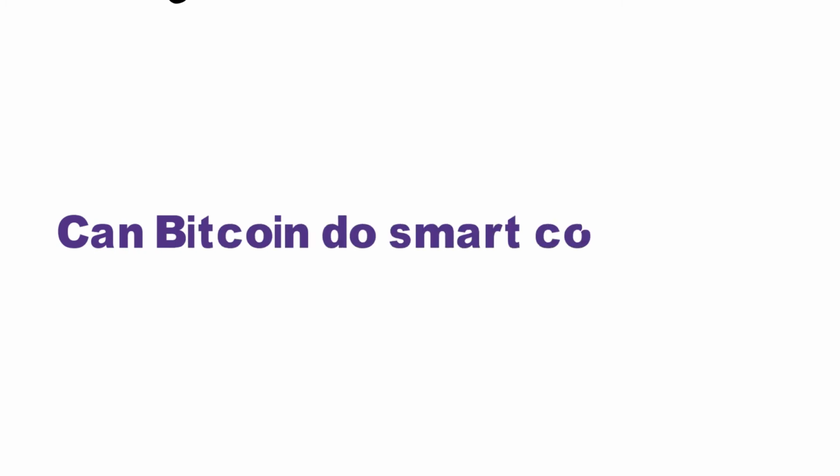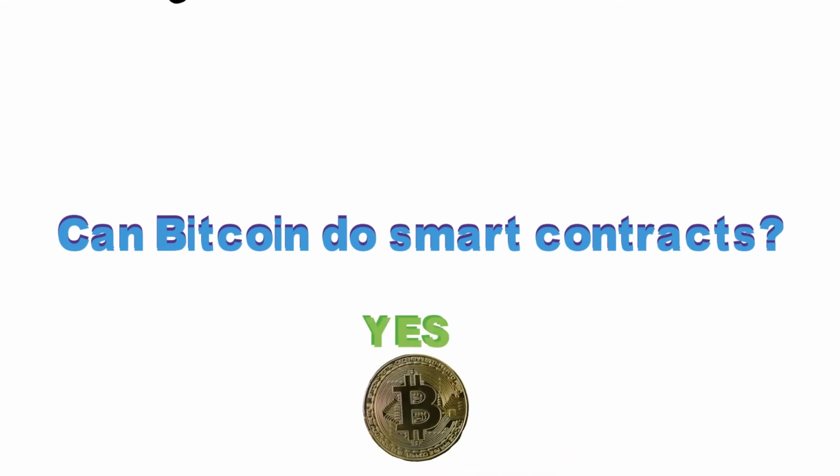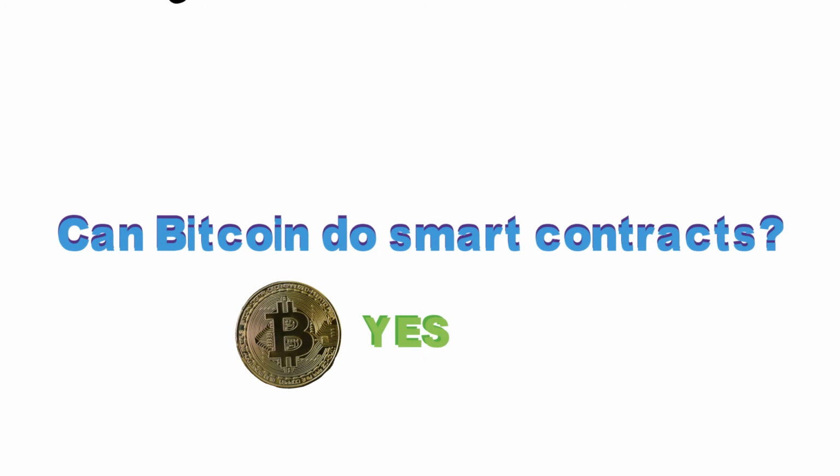Can Bitcoin do smart contracts? Yes, Bitcoin can do smart contracts. However, the Bitcoin blockchain is not known for its ability to enable smart contracts. In fact, most developers who like creating smart contracts use a different blockchain like Ethereum.